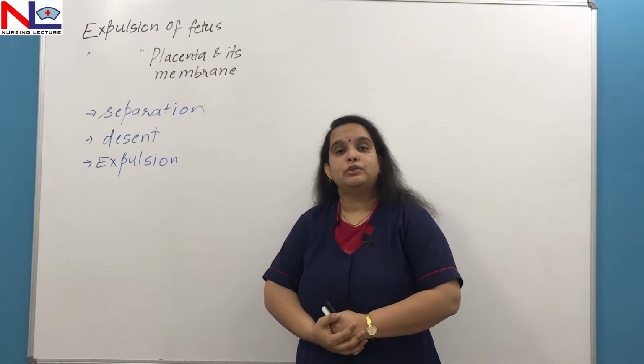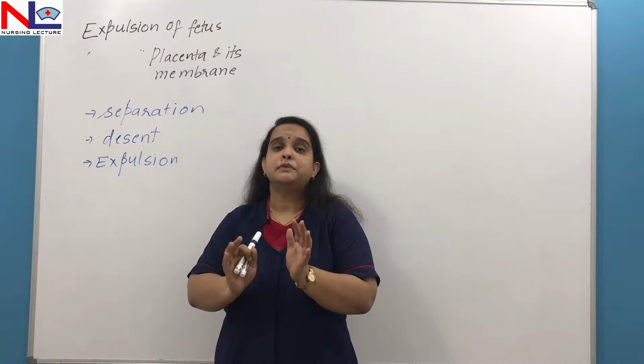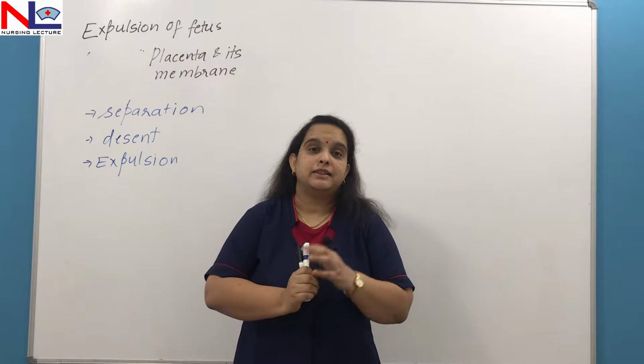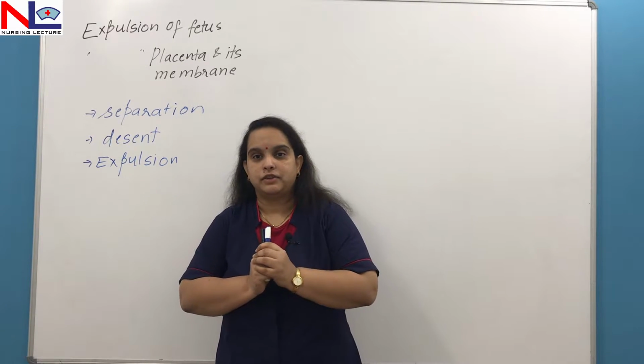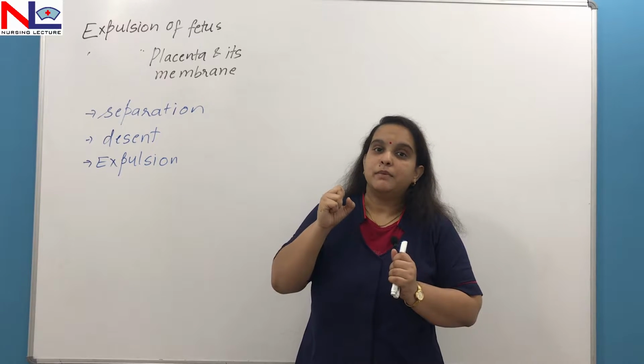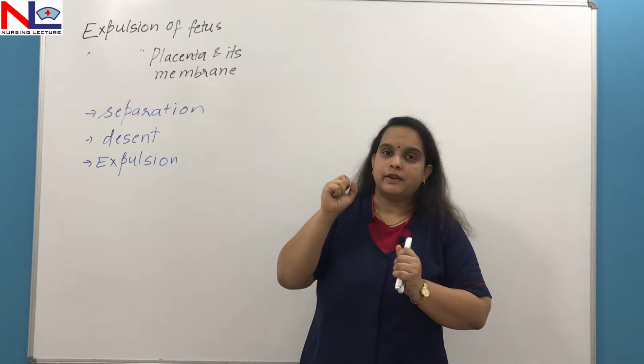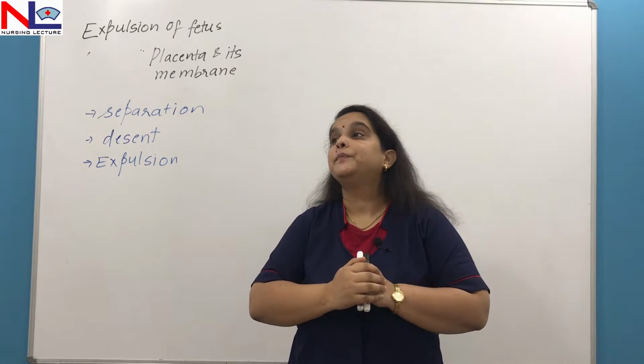So how is it going to separate? As I told you, there is one important phenomenon, that is the uterine contraction and retraction. With this strong retractive ability of the muscle fiber, retraction means the permanent shortening of the muscle fiber. We already discussed this in the previous part.